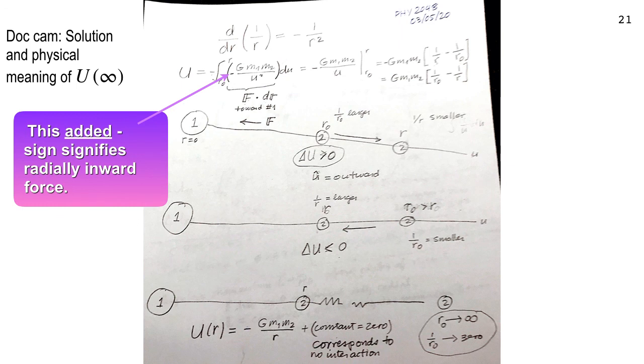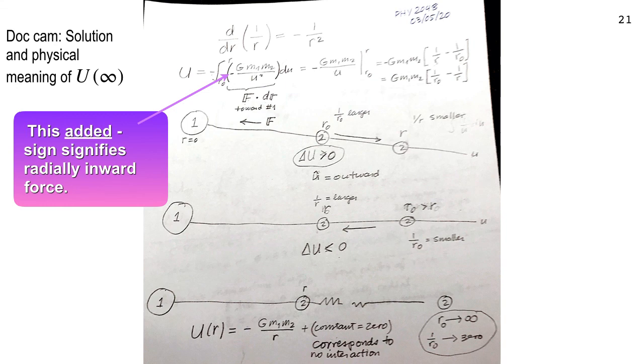So physically, this whole idea of being able to add in an additive constant, 1 over R naught, and where you put R naught, this is important for gravitational potential energy. You could put any constant in there that you want. You could put 1 over R0 equal to 5 inverse meters. You could put it equal to 7,000 inverse meters. But if you put it to infinity, it makes a lot of physical sense.